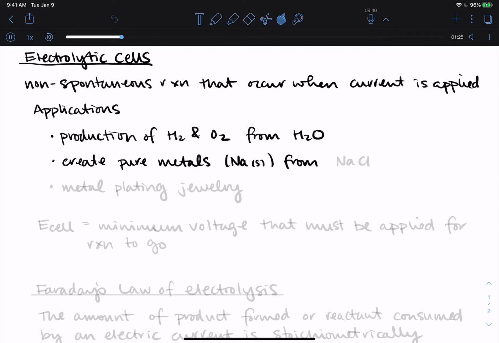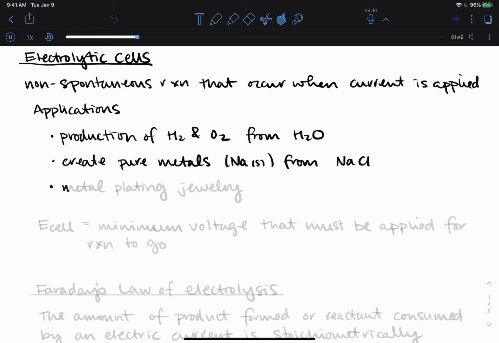The easiest way to find and handle sources of this would be from a pretty safe, stable salt. So something like sodium chloride. And we can use this process, which is actually called electrolysis, to get pure sodium metal out of sodium chloride.